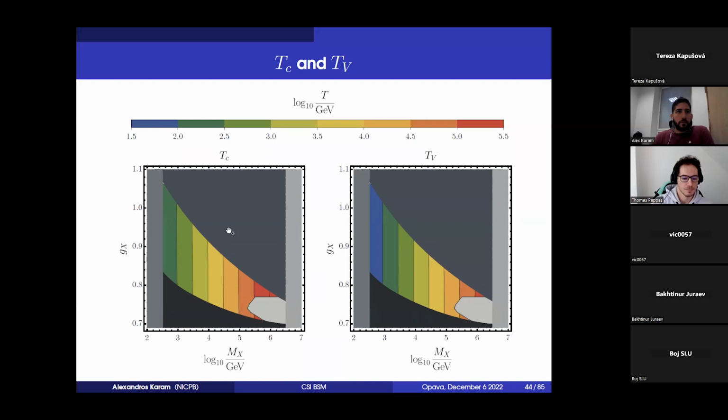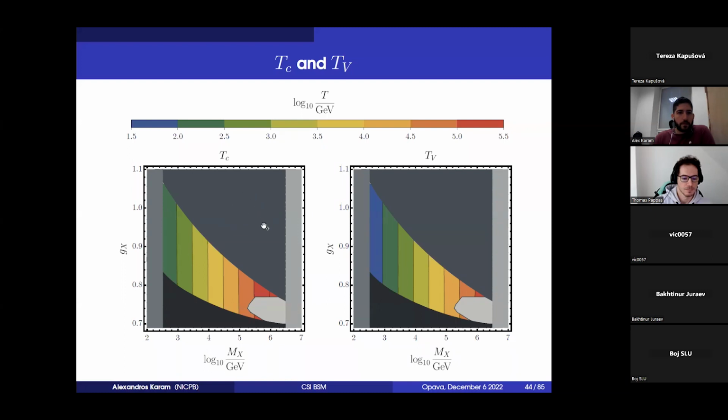Now, as you can see, there are a few regions that are excluded here. This region with low MX, this is also log scale. So the values start here from around 350 GeV. Now this region is excluded because it is not possible to reproduce a stable minimum with the correct Higgs value and mass in this regime.